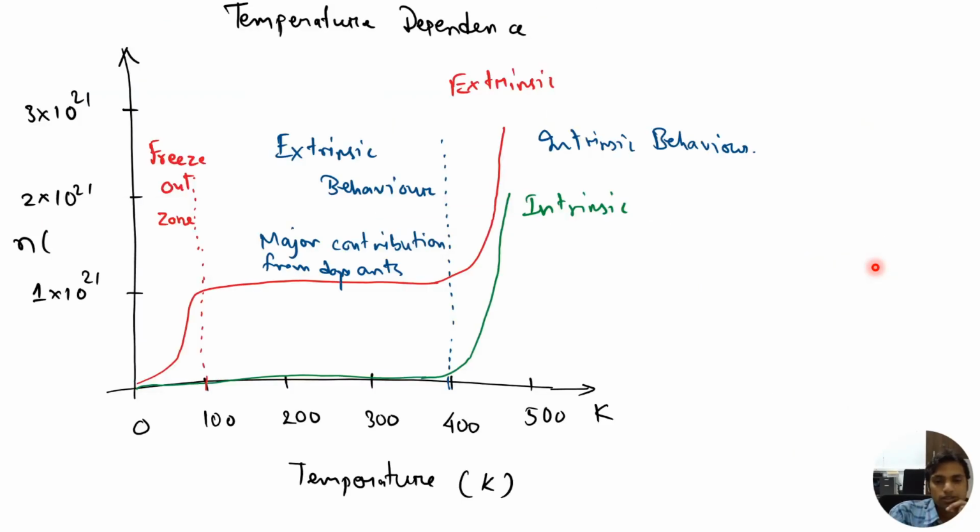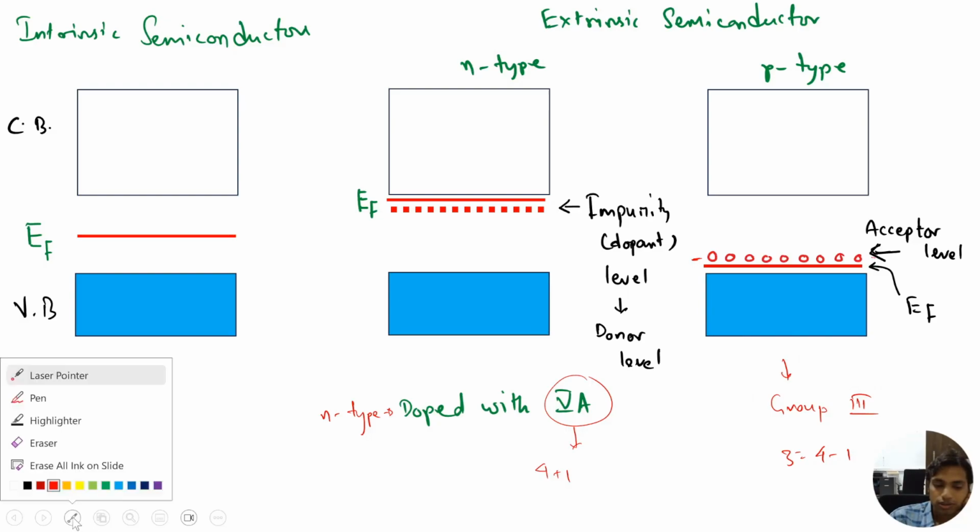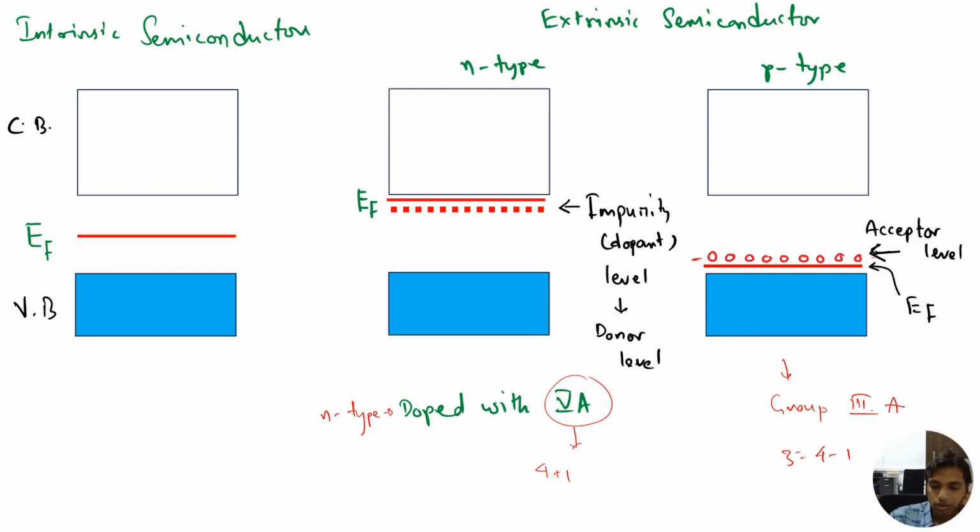Okay, so now we'll look into how group 3 elements dope a semiconductor, compared with n-type, which is doped with group 5 elements. Here, for example, group 3 is next to silicon. So maybe I'll show you a periodic table.